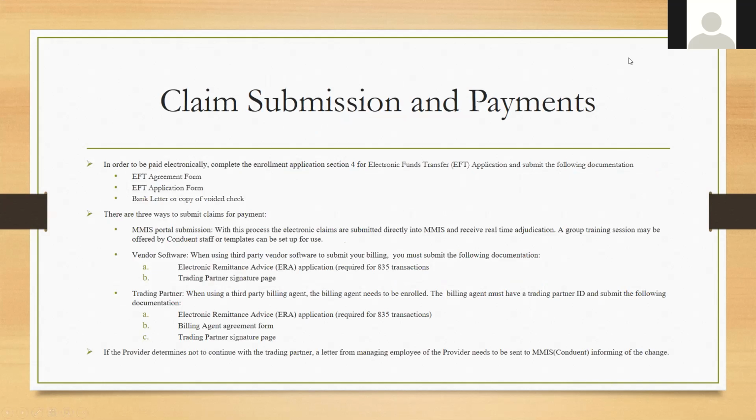In order to be paid electronically, you have to complete the enrollment application. Section 4 is the electronic funds transfer section of the application. And in order to do that, you have to submit the following documentation: an EFT agreement form, an EFT application form, and a bank letter or copy of a voided check. We've identified there are 3 ways that you can submit claims for payment.